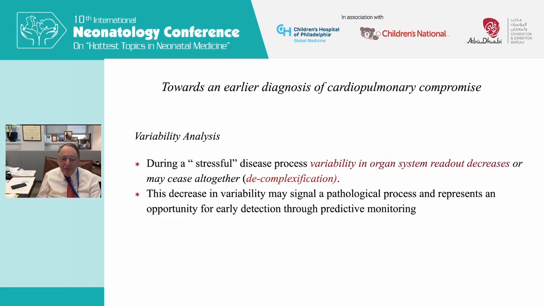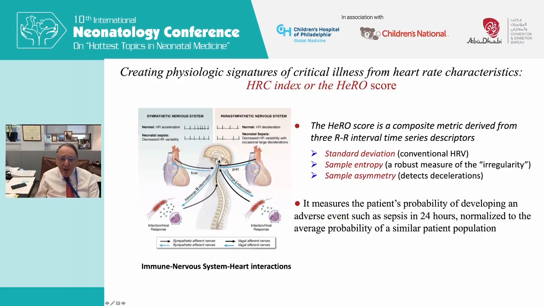But in a stressful situation, variability in organ system readout decreases. So we call that decomplexification. And the decrease in variability in various organs signals a pathological process and may represent an opportunity for early detection. So the most well-studied way to identify babies with sepsis is by looking at heart rate variability.